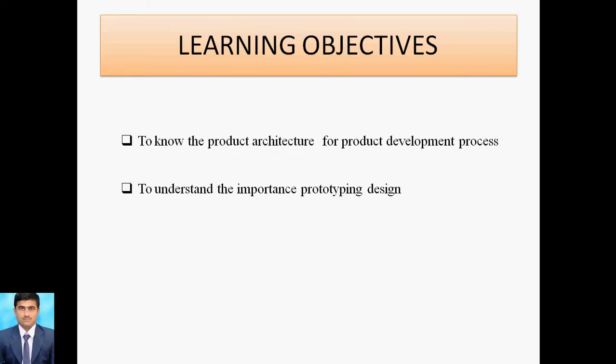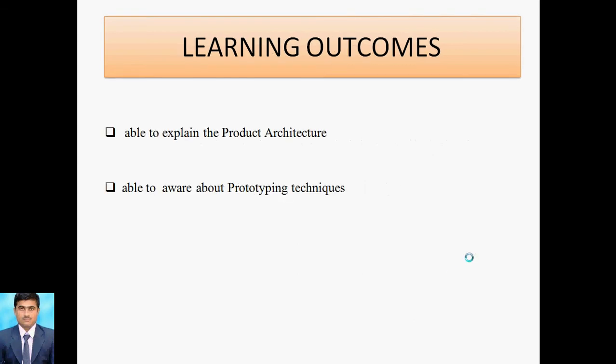The first learning objective is to know the product architecture for the product development process. The second learning objective is to understand the importance of prototyping design. After the session, there are some learning outcomes. The first learning outcome is that the student will be able to explain the product architecture. The second is that the student will be aware of prototyping techniques.